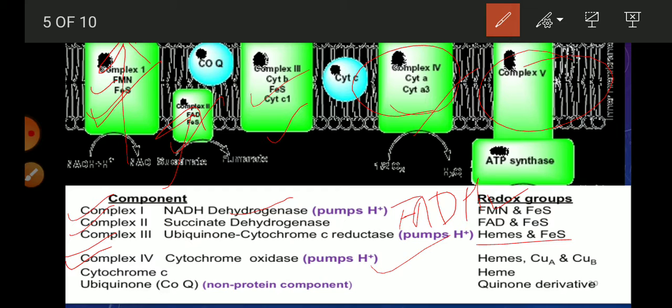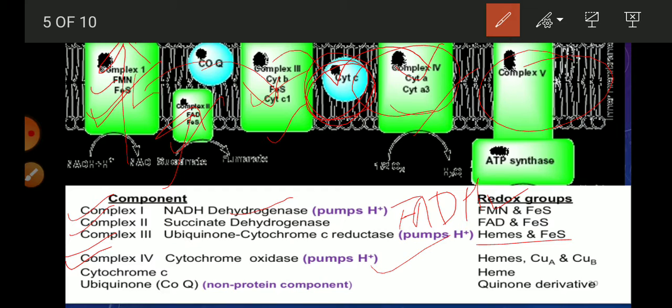Now we will see cytochrome C. Cytochrome C is the intermediate protein, the mobile molecule which takes electrons from complex 3 and gives them to complex 4. Then we also have ubiquinone, a non-protein component, the mobile carrier which carries electrons from complex 1 and provides them to complex 3.